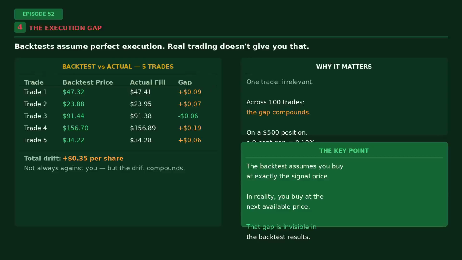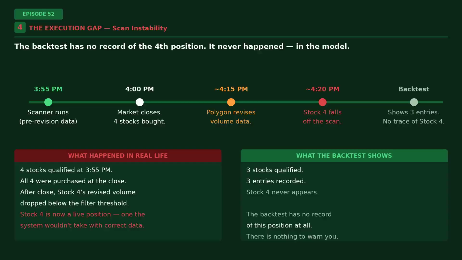Reason 4, the execution gap. This is the one the textbooks understate. Backtests assume you get the price you want at the moment you want it. Real trading doesn't work that way. The backtest says you bought at 47.32. Your actual fill came in at 47.41. 9 cents on one trade. By itself, nothing. But that gap shows up on most of your trades, and it compounds across dozens of positions over months. It doesn't always go against you, but the drift adds up.